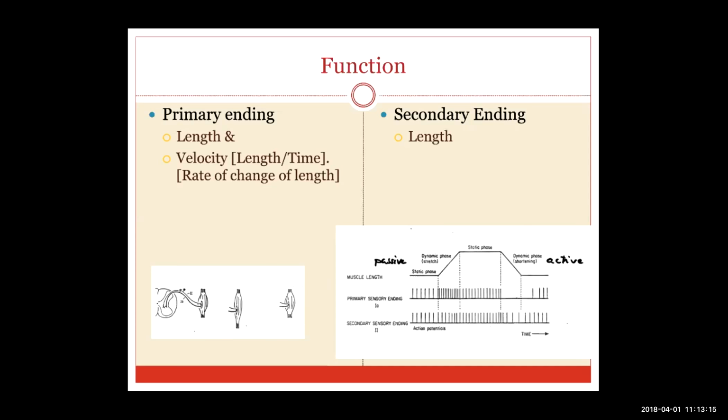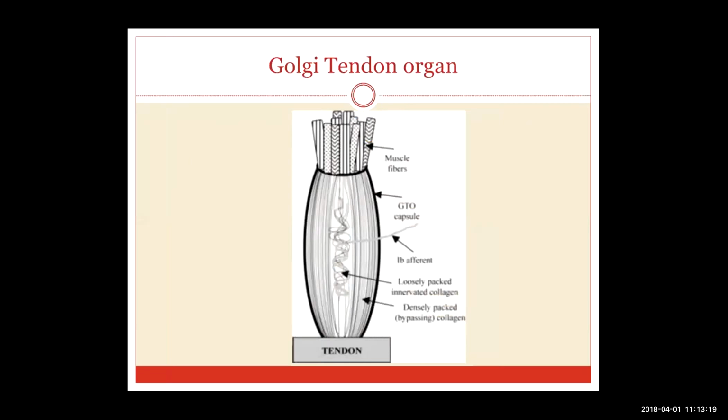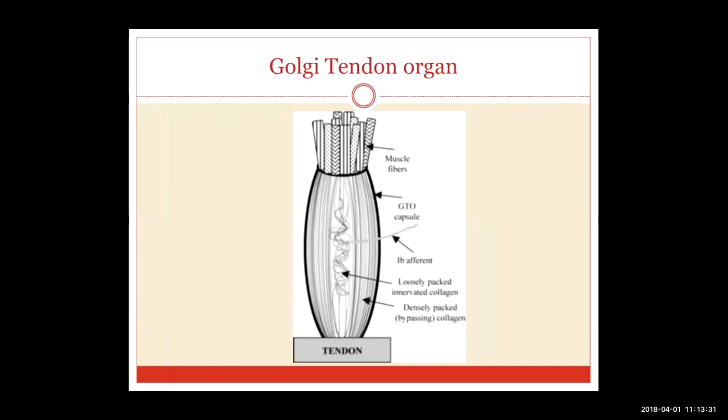Okay, are you clear with this? Okay. Next, we'll move on to the Golgi tendon organ. As opposed to the muscle spindle, the Golgi tendon organ provides certain other information. Now, this is the picture of a Golgi tendon organ, and you can see the central structures over here. So these are crumpled pieces of the fibers. They are loosely packed innervated collagen fibers. So from here, the nervous system conducts impulses.